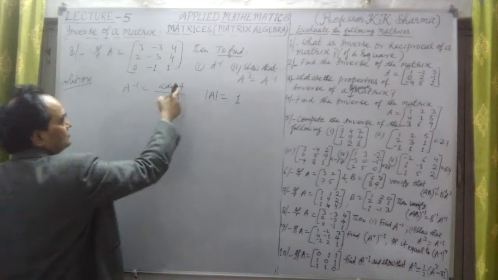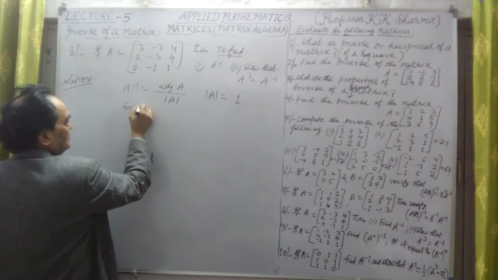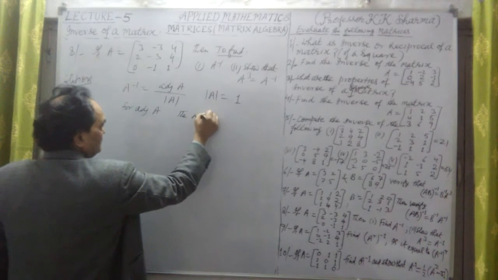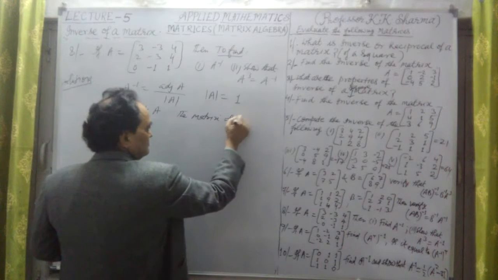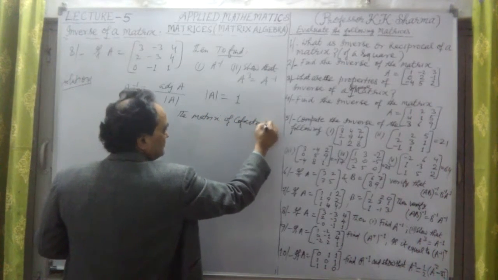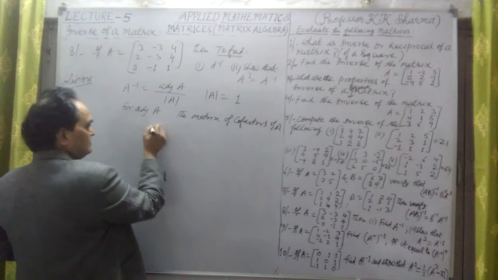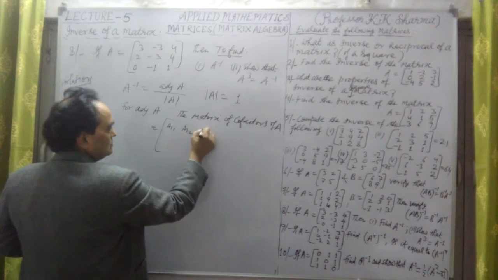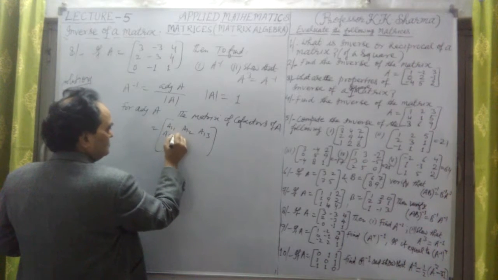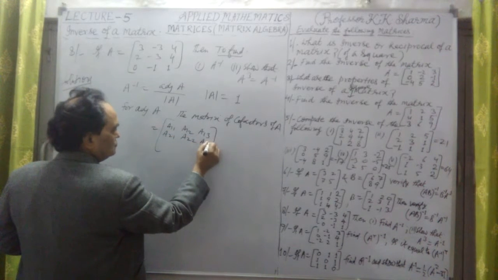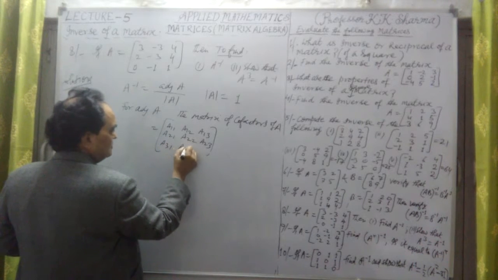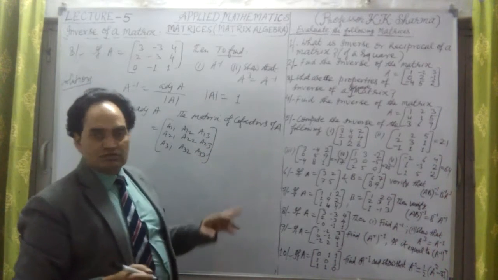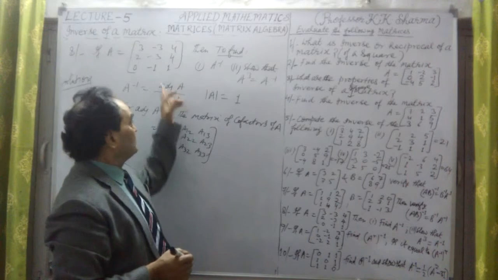Now for A inverse, for adjoint of A, the matrix of cofactors, let me first find out. Matrix of cofactors of A, let me take this as A11, A12, A13, A21, A22, A23, A31, A32, A33. This is the matrix of cofactors. But all these values we have to find out, the cofactors of every element.